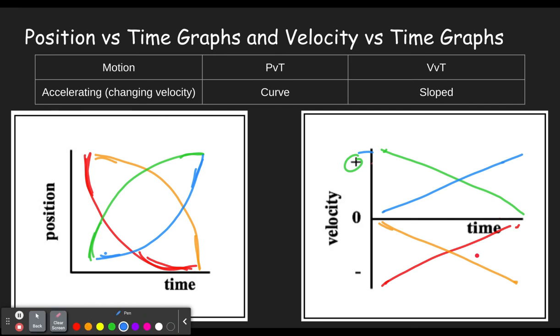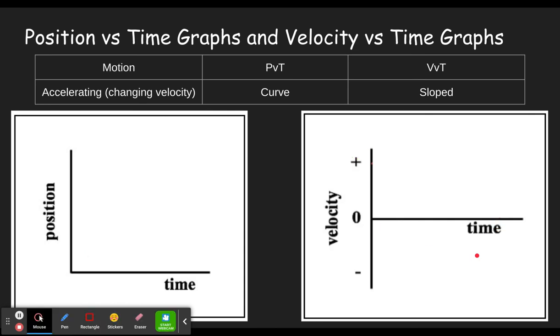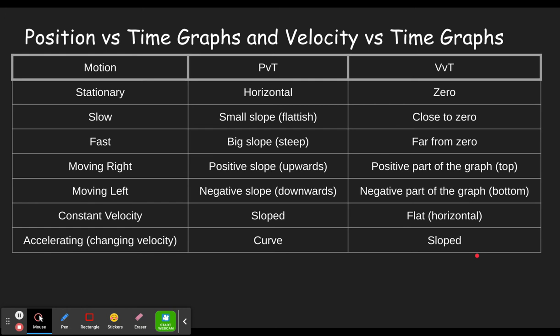I'm going to flash up real quick the chart of all of them. So just remember that you can use this if you need to know if it's going fast. If you see something that's steep, that should be far from zero. Steep on a PT graph should be far from zero on a VT graph. Something that's sloping upwards should be in the positive part of a VT graph. Something in a PT graph that's sloping downwards should be in the bottom half of a VT graph. And you get the idea.